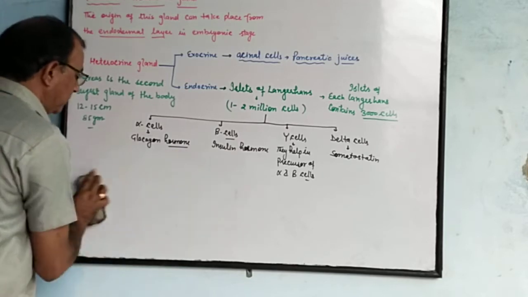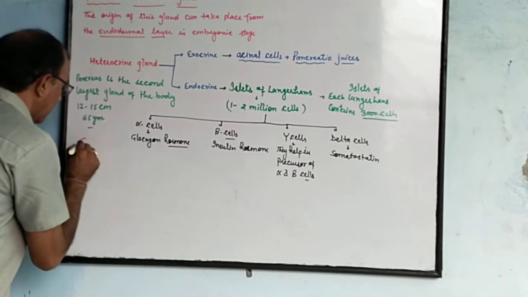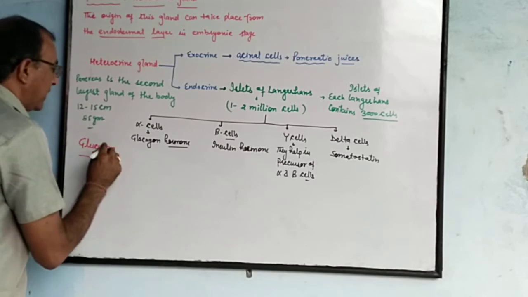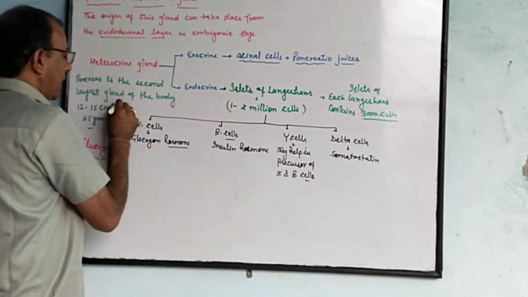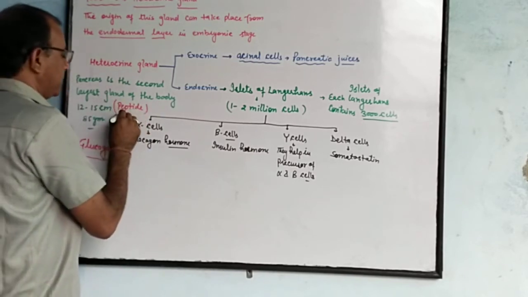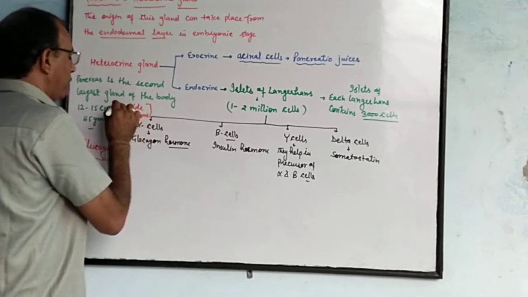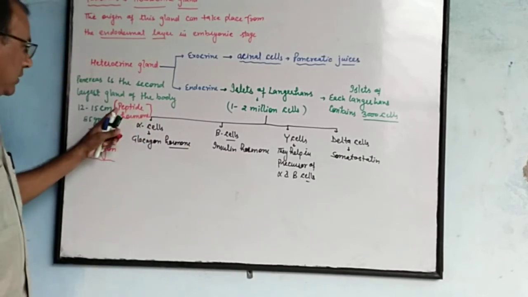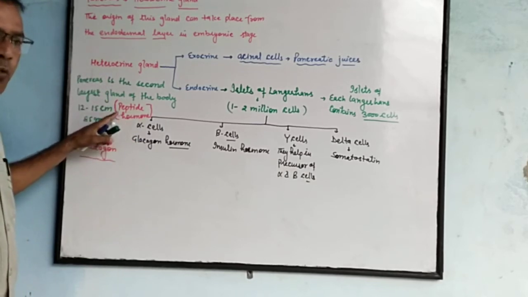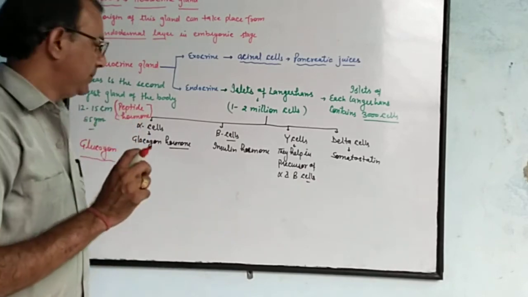We will discuss firstly glucagon. What is the role of glucagon? And second, the pancreas secretes peptide hormones. What do you mean by peptide hormones? It means the hormones contain a polymer of amino acids.